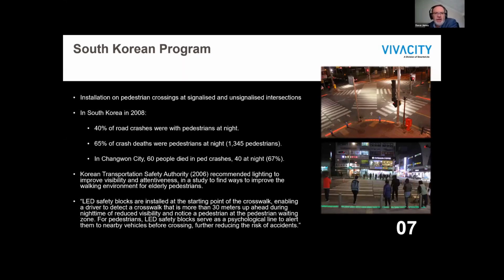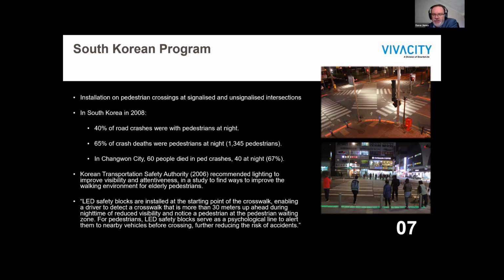So what I'll talk about now is some of the different studies that have been done that have evaluated the LED safety tactile. Starting out is the South Korean program. They're extensively installed in South Korea. As Gary explained, that's where we worked with the South Korean company developing and refining the design of the LED safety tactiles. They're used at both signalised and unsignalised crossings.